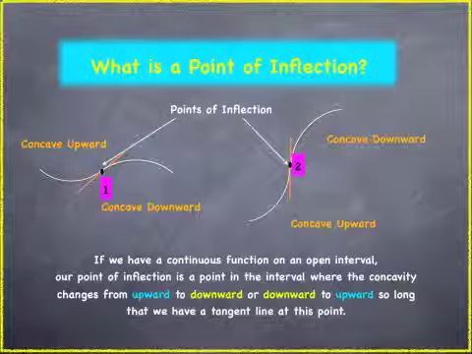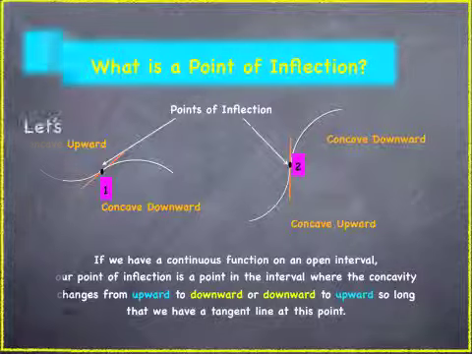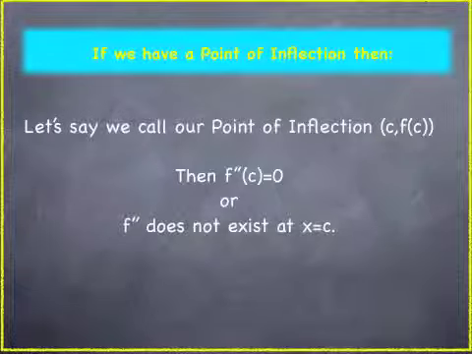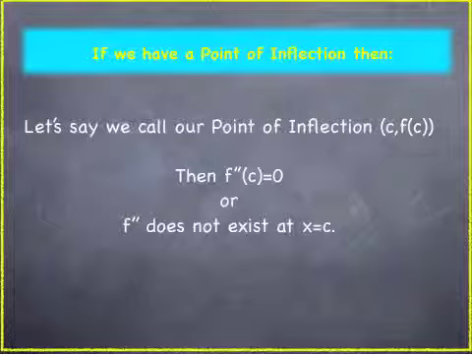Also, we must have a continuous function on an open interval. So that is what a point of inflection looks like. So let's say we call our point of inflection (c, f(c)), where c is our x value and f(c) is our y. Then if we have a point of inflection, the second derivative at c is equal to 0, or the second derivative does not exist at x equals c.